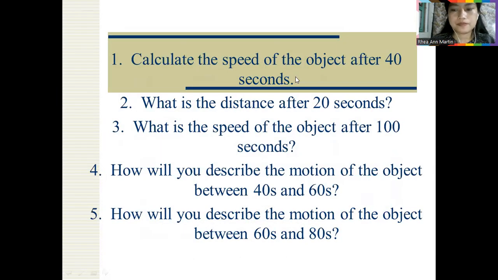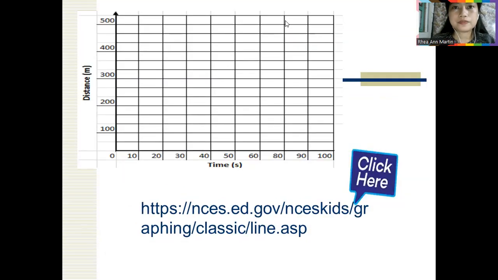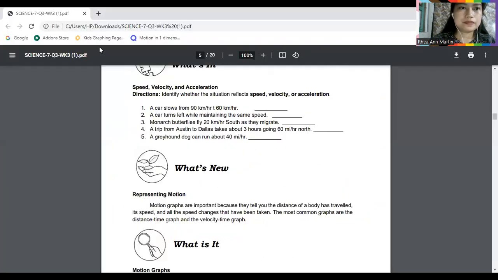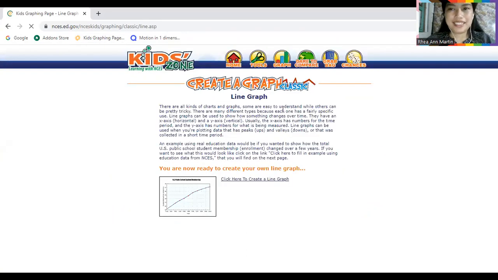Wait. Balik tayo. New share tayo ng this one. Share. Okay. Wait. Okay. So we're here at Kids Zones, learning with NCES. So click here to align graph.